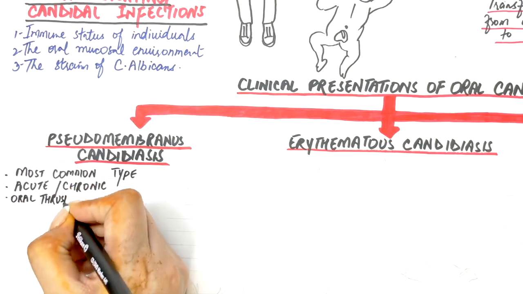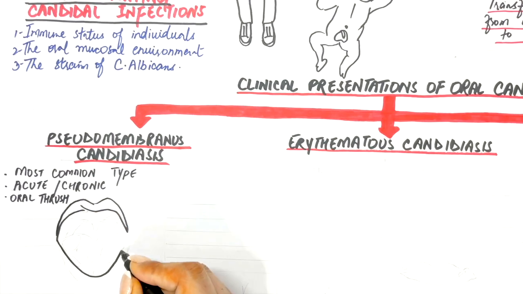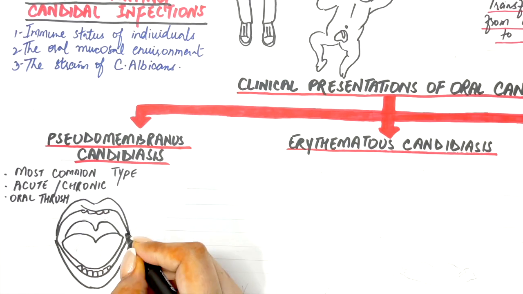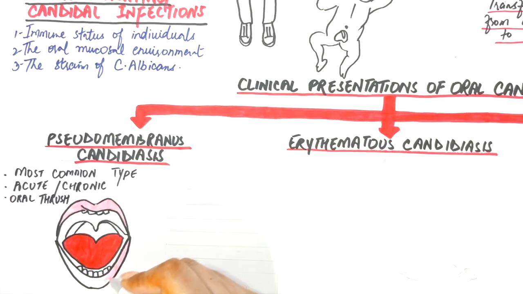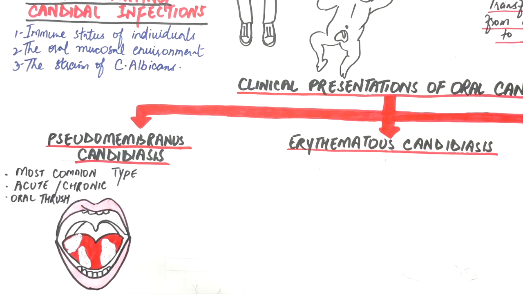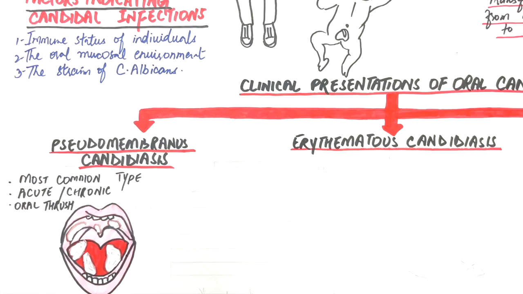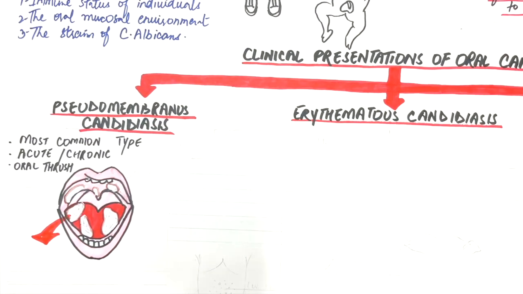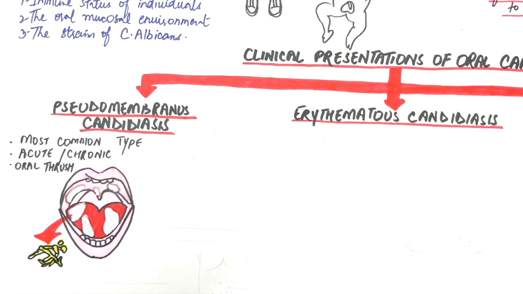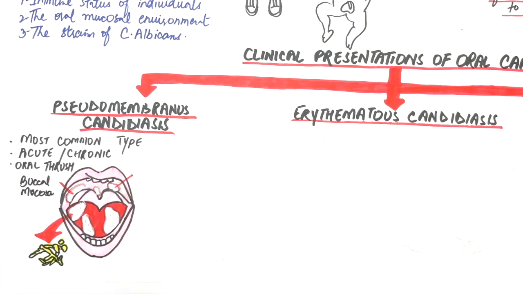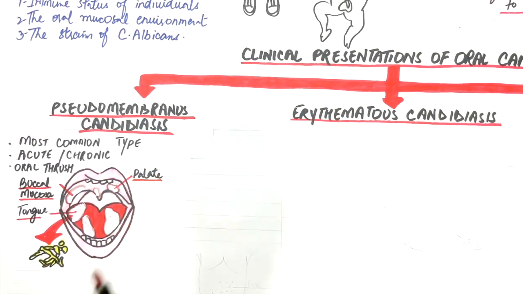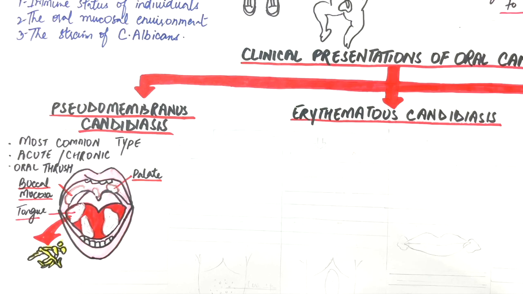This form, when it affects the oral cavity, is also known as oral thrush. It's characterized by the presence of white plaques on the oral mucosa that resemble cottage cheese or curdled milk. The white plaques are composed of tangled masses of Candida hyphae, yeasts, desquamated epithelial cells, and debris. These white plaques are mostly distributed on the buccal mucosa, the palate, and the dorsum of the tongue, and these white plaques can be removed with a tongue scraper. That's why it's called pseudomembranous, which means that it's not a true and a well-attached membrane.